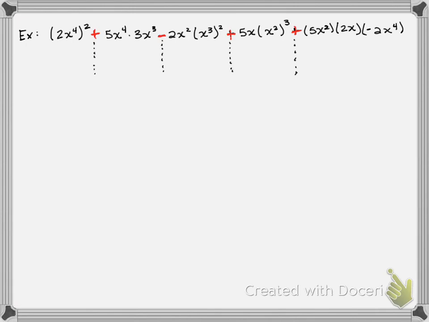So if I have (2x to the 4th) squared, that is 2 squared times x to the 8th, which gives me 4x to the 8th. Yeah? And then 5x to the 4th times 3x to the 3rd. Well, my coefficients give me 15. And then 7 factors of x. And I'll put back in my addition and subtraction in a minute once I simplify each one.